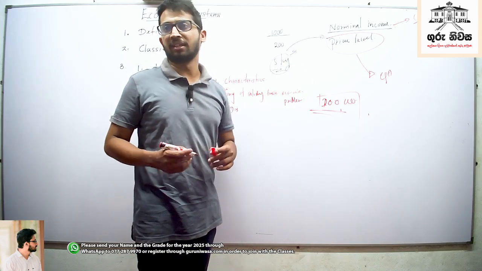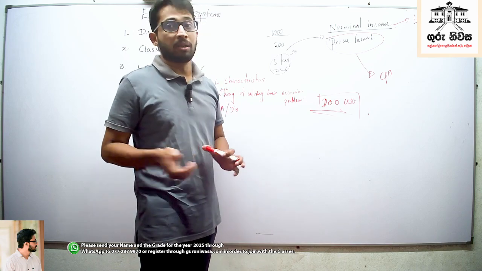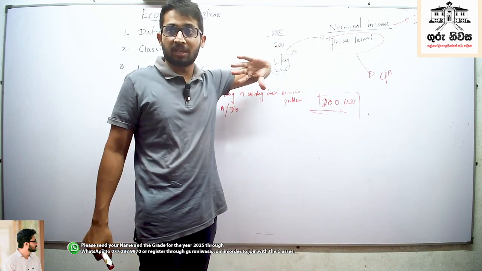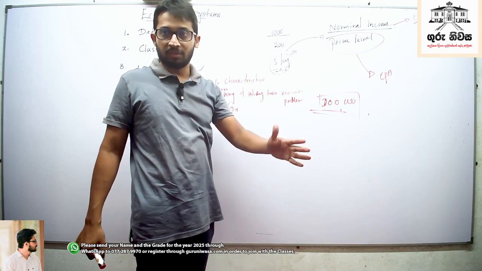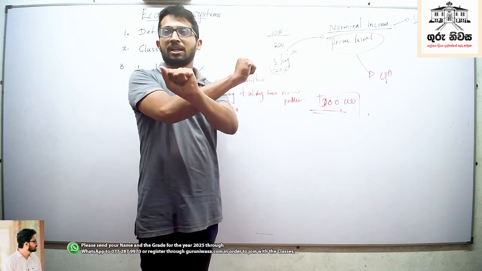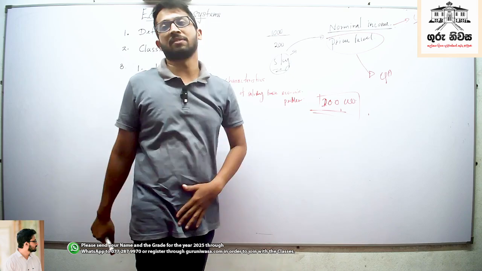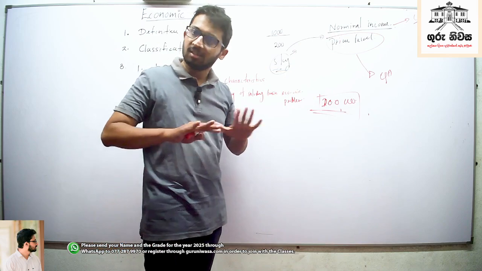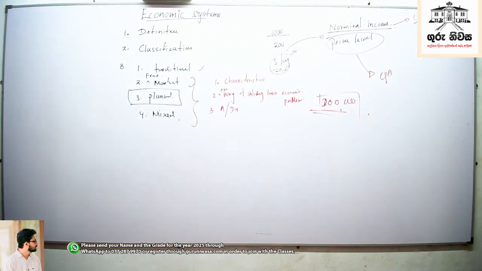But when it comes to a free market economic system, nominal income is determined by demand and supply forces in the labor factor market. Prices of goods and services are determined by demand and supply forces in the goods and services market. So here there is no government involvement, but there it totally depends on the government. Did you get the point now?